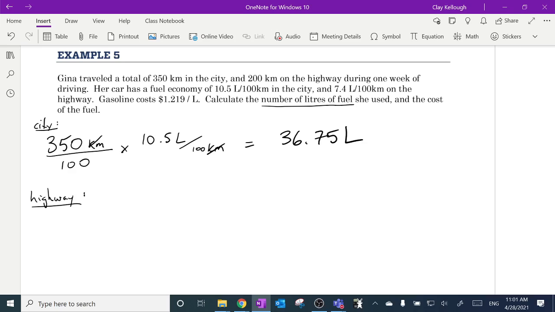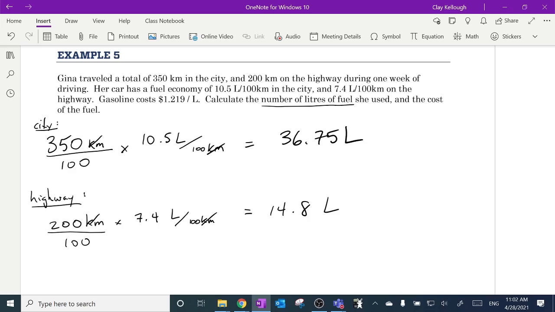All right, now let's do the highway one. On the highway, she drove 200 kilometers. And again, that's 200 kilometers times 10, no, sorry, it's not 10.5 for this one. For this one, it's 7.4. That's it, 7.4 liters for every 100 kilometers. Kilometers cancel. And I am looking at 2 times 7.4. I don't need the calculator for that. That should be 14.8 liters, right? Because kilometers canceled.